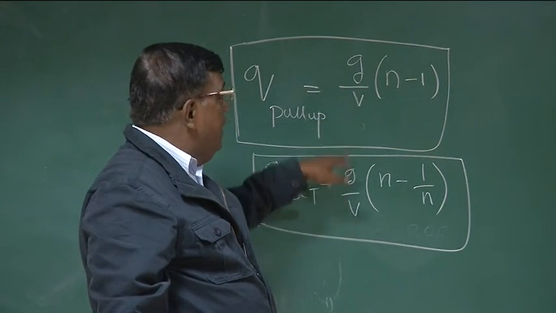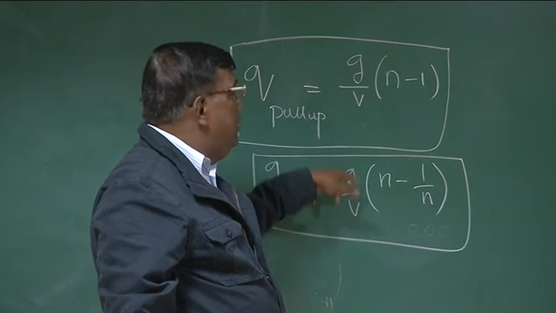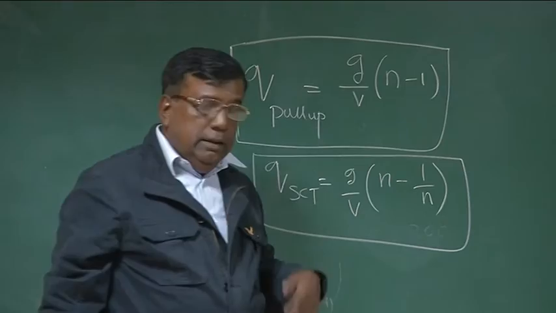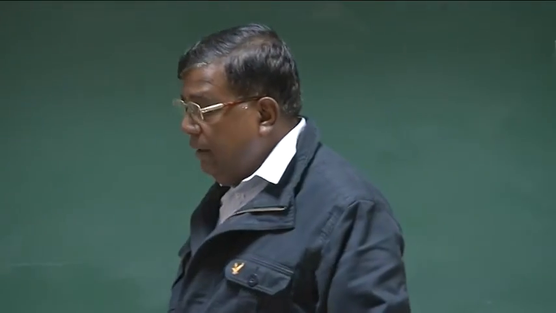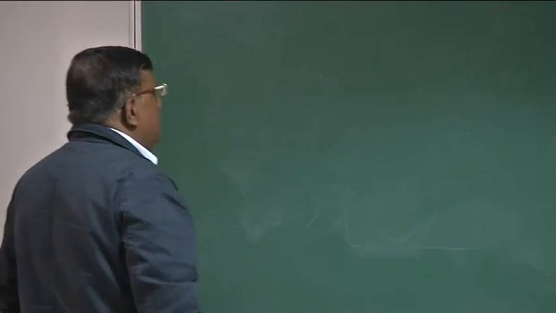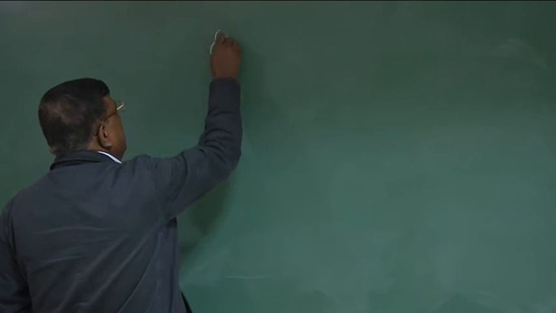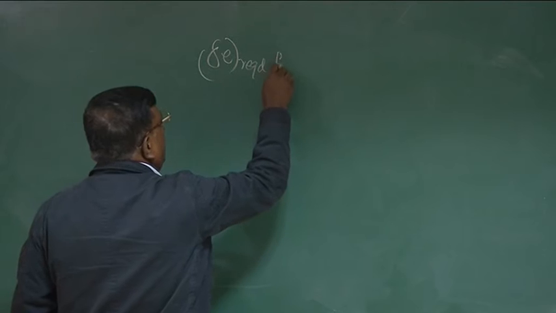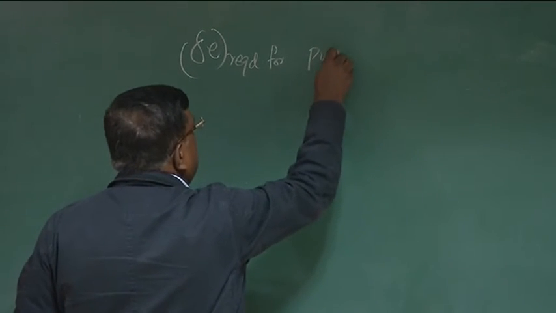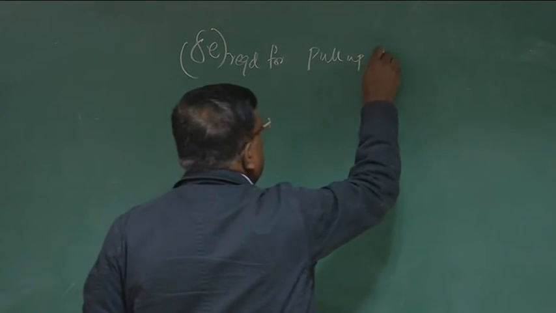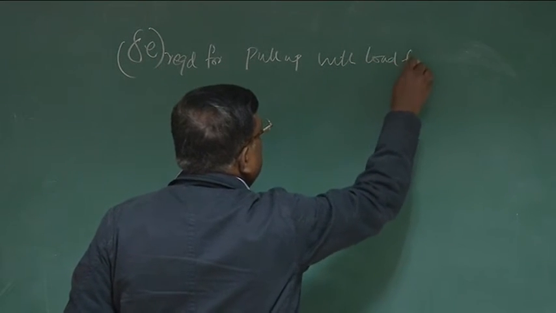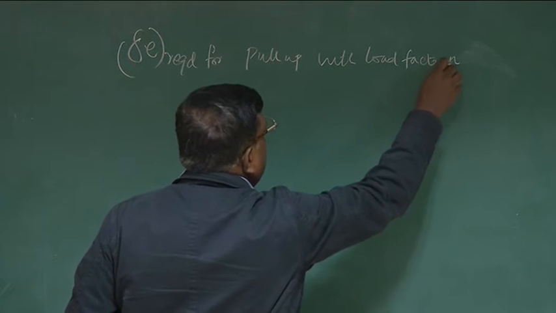Also realize that if the speed is lower, then q will increase. But you also know that there's a limit on V, it cannot be less than V stall. Now what is the question? What is the delta E required for pull-up with load factor n?